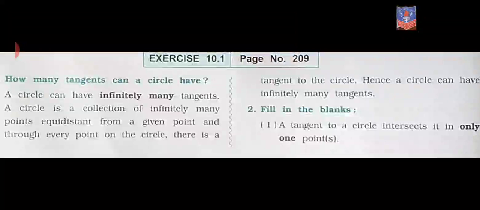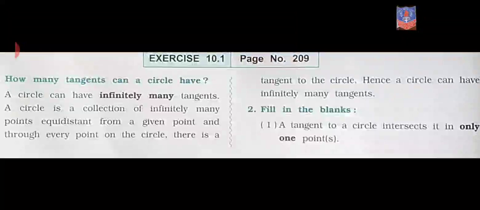You only have to write one sentence; you don't have to give the explanation. So what is the question? How many tangents can a circle have? A circle can have infinitely many tangents. Actually, a circle is a collection of infinitely many points equidistant from a given point, and through every point on the circle there is a tangent to the circle. So a circle can have infinitely many tangents. You have to answer in just one line.